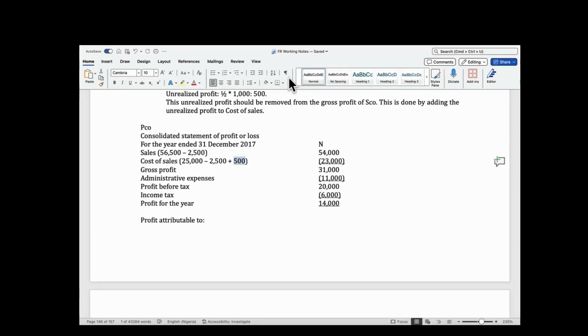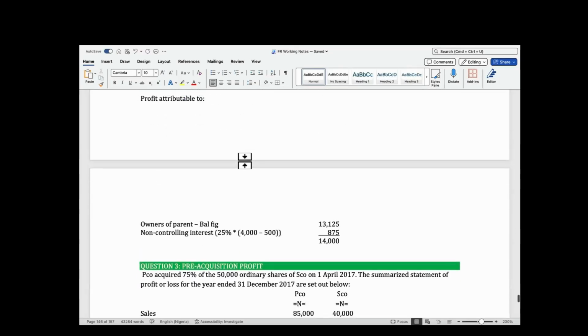Okay, sir. So the 500 naira we have on that part of the NCI, right? It is because the subsidiary is the seller, right? Yes. If the subsidiary was not the seller, we will not treat the 500 naira at all in that part. That's correct. We will not treat it at all because it's not the subsidiary that will have made the profit.